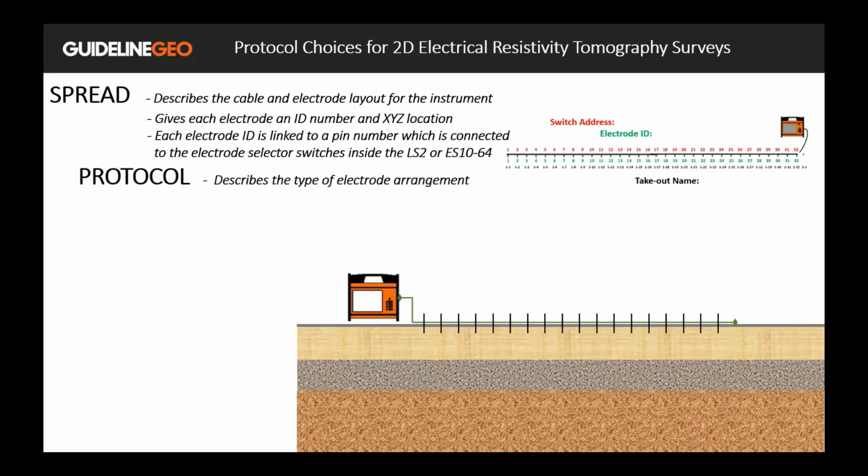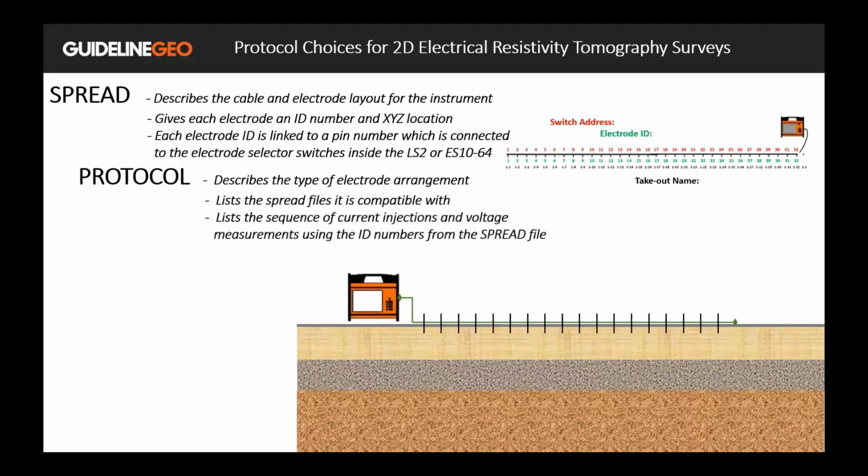Then the protocol file describes the type of electrode arrangement. It lists the spread files that are compatible with it. And it lists the sequence of current injectors and voltage measurements using those ID numbers that are taken from the spread file. So the protocol file defines the measuring sequence.